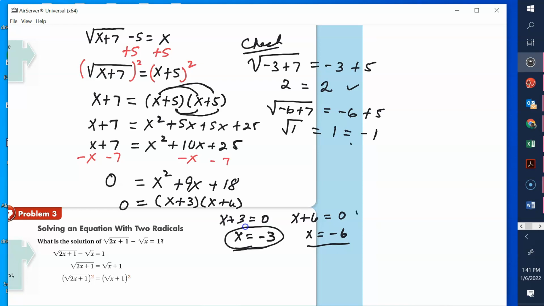So what does that tell us about negative 6? Isn't that extraneous? Is that an answer? So what's the only answer? Negative 3. Any questions?